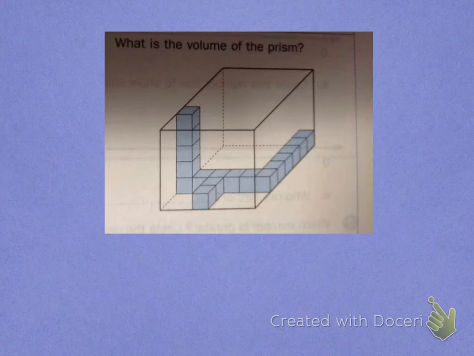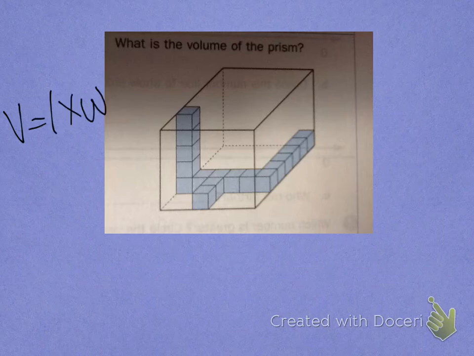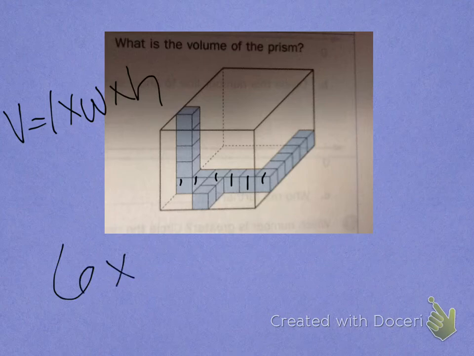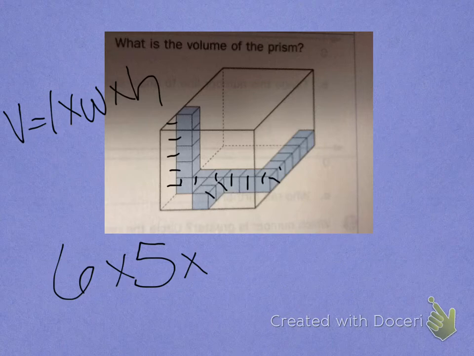4 says, what's the volume of this prism? Volume equals length times width times height. So if we look at the length, 1, 2, 3, 4, 5, 6. The height is 1, 2, 3, 4, 5. And now we need the width. So we have 1, 2, 3, 4, 5, 6, 7, 8.